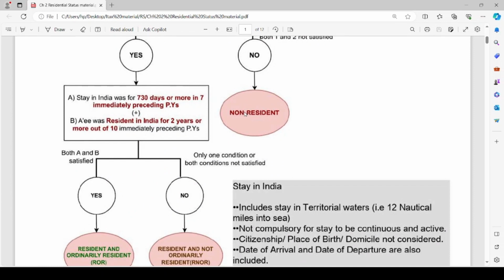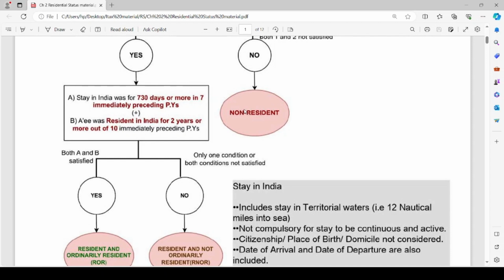The additional conditions are: A. Stay in India was for 730 days or more in 7 immediately preceding previous years. And also, condition B is the assessee was resident in India for 2 years or more out of 10 immediately preceding previous years.